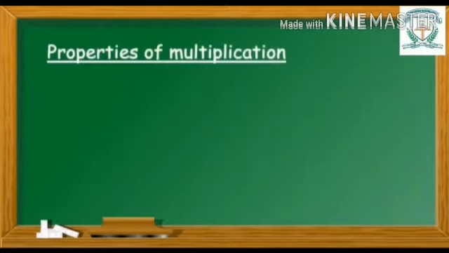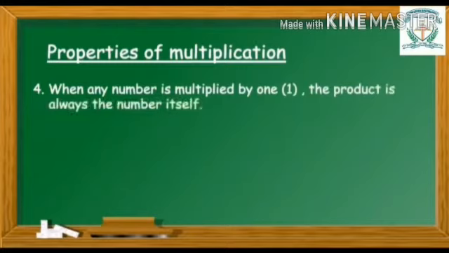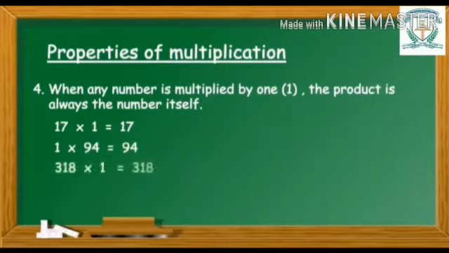Property 4. When any number is multiplied by 1, the product is always the number itself. For example, 17 into 1 is equal to 17. 1 into 94 is equal to 94. 318 into 1 is equal to 318. 1 into 4124 is equal to 4124.